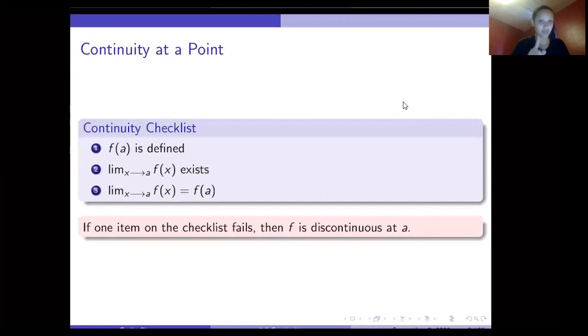So for something to be continuous, one, f of a has to be defined. So we can't have any open holes with no black dots near them. Two, the limit as x approaches a of f of x must exist. And three, the limit as x approaches a of f of x must equal f of a. So just because the limit exists doesn't mean that it necessarily equals the correct thing. And it should be noticed, I have here in red, that if one item on the checklist fails, then f is said to be discontinuous at a, where a is just some point.